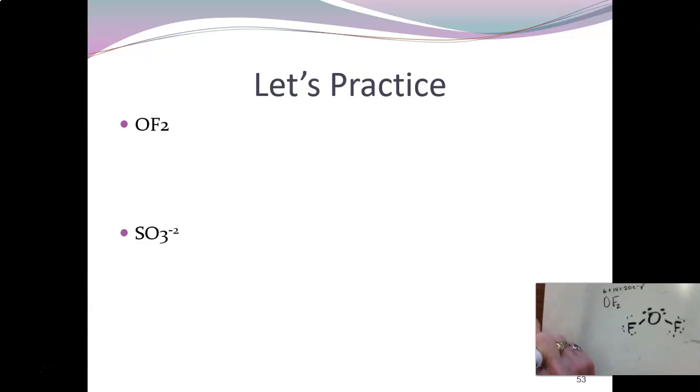All right. What kind of structure is that? What shape? Bent. Check molecular polarity. Are there lone pair on the center atom? Why, yes, there are lone pair on the center atom. This molecule is polar.